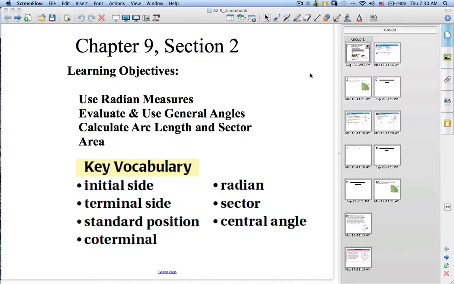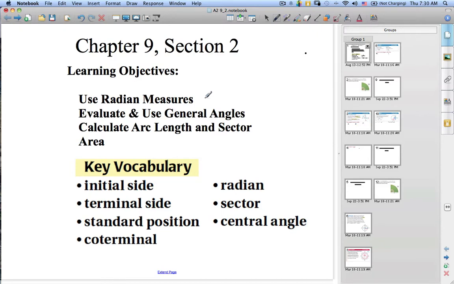In section 2 of chapter 9, we're going to start working with the measurement of angles. We've done a little bit of that in talking about right angle trigonometry, and now we're going to be moving on into talking about angles other than right angles. And in this section, we want to make sure that we understand how to use radian measure.